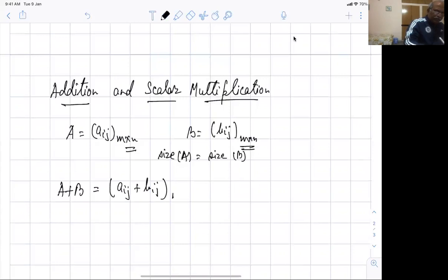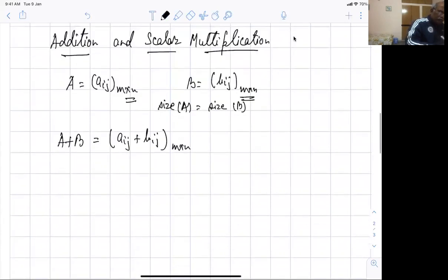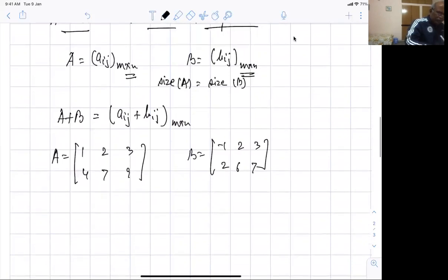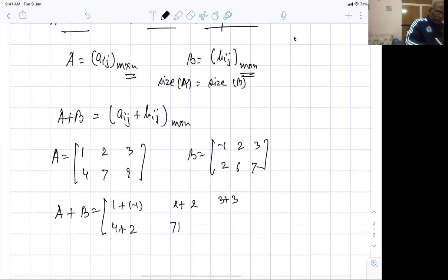And it is again a matrix with size m cross n. So let's take an example. If I have A here as 1, 2, 3, 4, 7, 9, and B is minus 1, 2, 3, 2, 6, 7, then A plus B is going to be 1 plus minus 1, 2 plus 2, 3 plus 3, 4 plus 2, 7 plus 6, 9 plus 7, which is whatever you can get. Just add it up and get your answer.